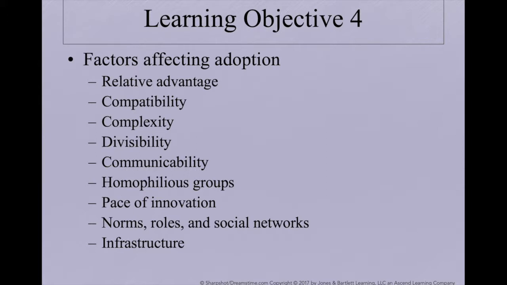Divisibility, or being tried on a limited basis. Communicability, the easier it can be communicated, the faster it will be adopted. Homophilous groups, similarity among other group members. Pace of innovation or stability. Norms, roles, and social networks. Socially isolated individuals are less likely to adopt a product. And infrastructure, support provided by existing infrastructure.